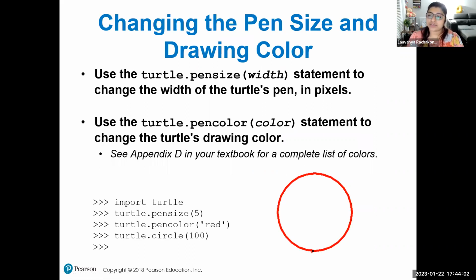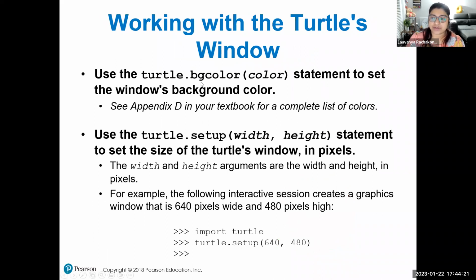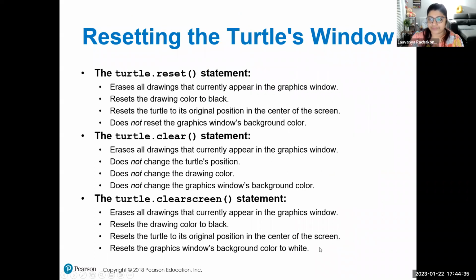You can also change the pen size and pen color of the turtle. So turtle dot pen size is now set to 5. Pen color is set to red. Then you have turtle dot color as 100. Same, you can change the background color, which is short for BG color, which is short for background color. You can select the colors as well. And you can set the width and height of the turtle window in pixels. That is something like turtle dot setup 640, 480.